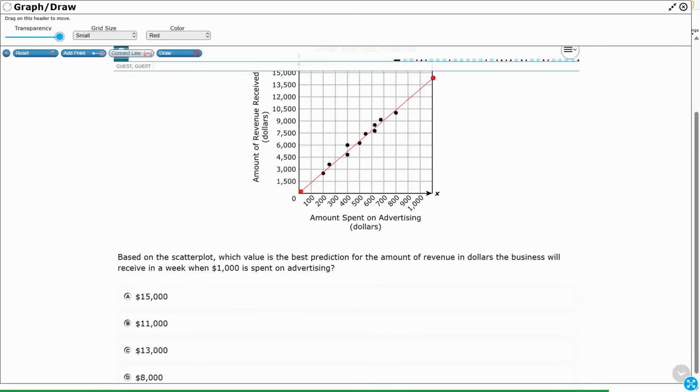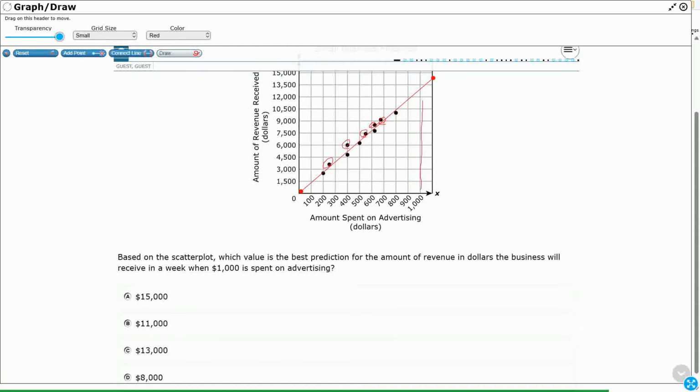All right, so that's going to be close enough. I've got 1, 2, 3, 4, 5 above the line, and then 1, 2, 3, 4, 5 below or on the line. And so that's about as close as we can get with this trend line here. And so we're looking for 1,000.